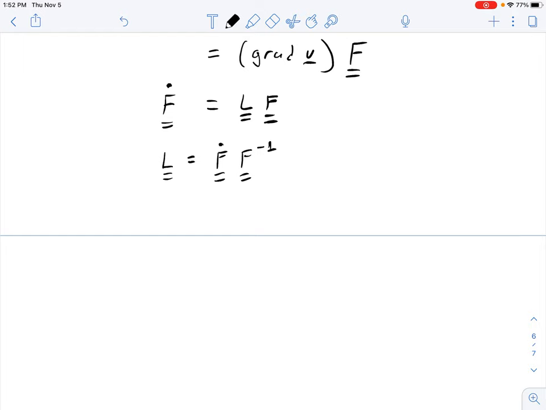So since the velocity v is a spatial vector, and we already talked about this, I believe, L maps something to spatial vectors, since it's the gradient of the velocity. So it's mapping something to increments in velocity. And since it's the spatial gradient, it's mapping spatial displacements to spatial velocity increments. So it maps spatial vectors to spatial vectors.